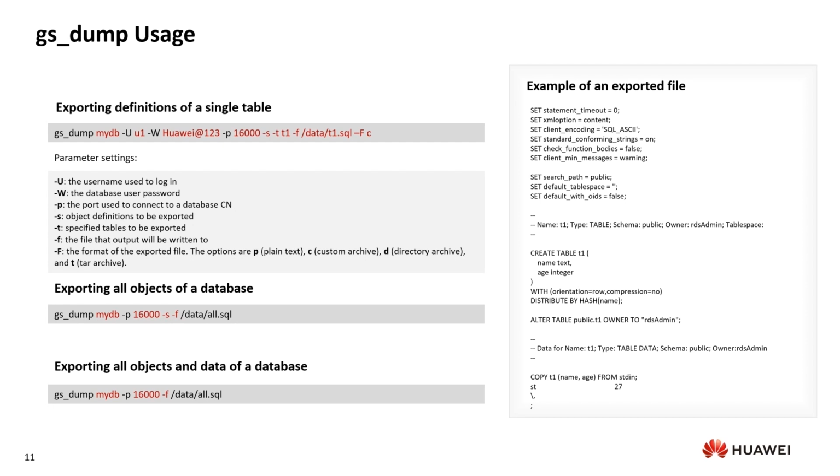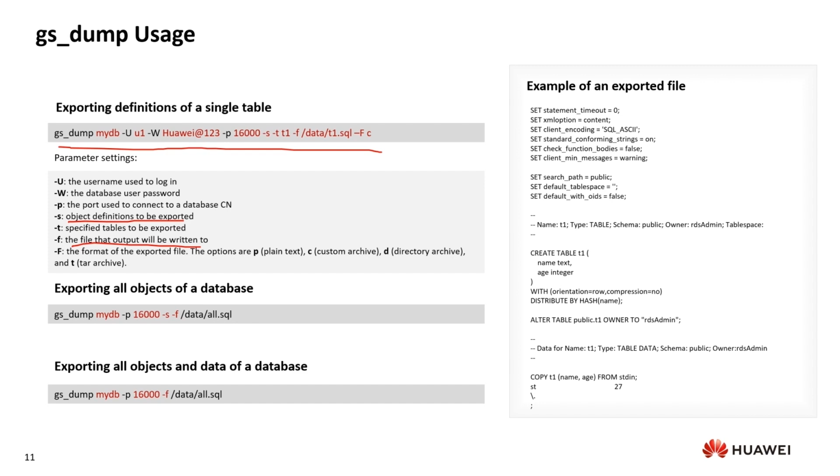We can run gs_dump mydb -U -W -p -s -t -f to export definitions of a single table. The parameter descriptions are as follows. The -U in uppercase is the username used to log in, and the -W is the database user password. The -p is the port used to connect to the database coordinator, and the -s means only object definitions are exported. And the -f in lowercase is the file that the output will be written to.